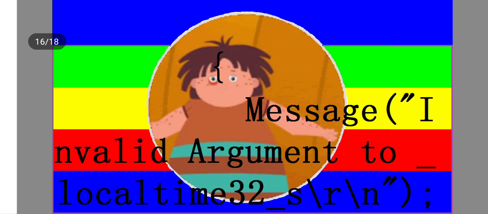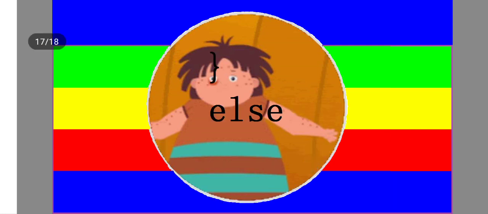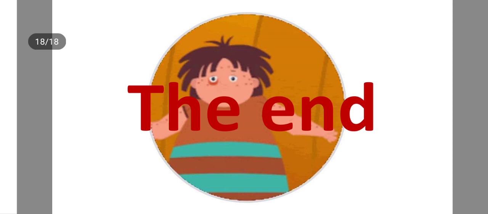{ message("Invalid argument to localtime_s\n"); You can copy and paste because we have written these lines. } else. So much for today's lessons.